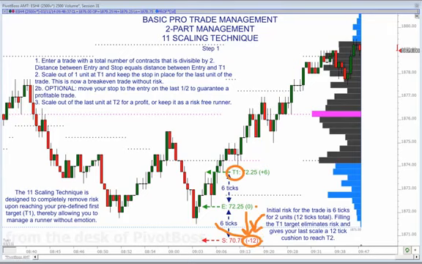Now again, remember, that 1 unit can be 5 contracts per unit. It can be 1 contract per unit. It can be 10 contracts per unit. That's the beauty of it, because you can trade whatever size you're comfortable trading, and you can grow into that size as well, which we'll talk about later.